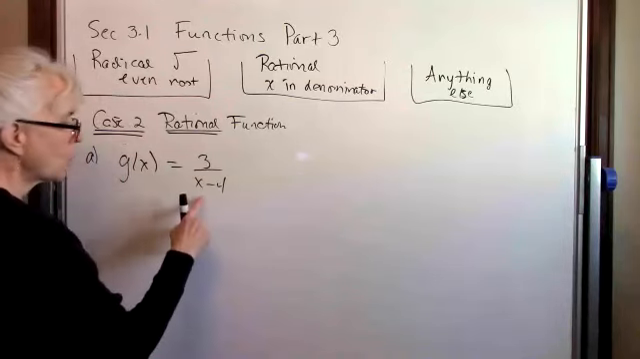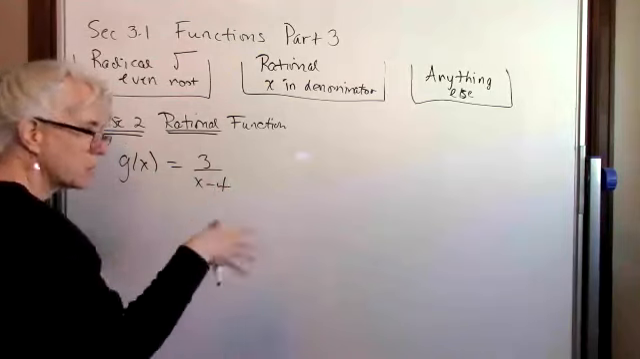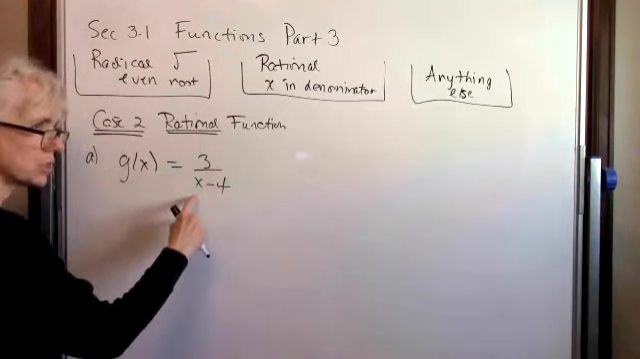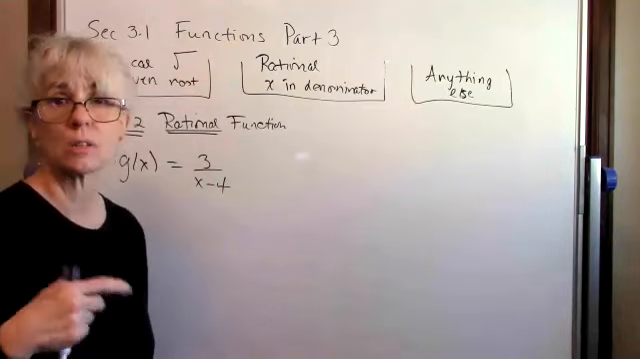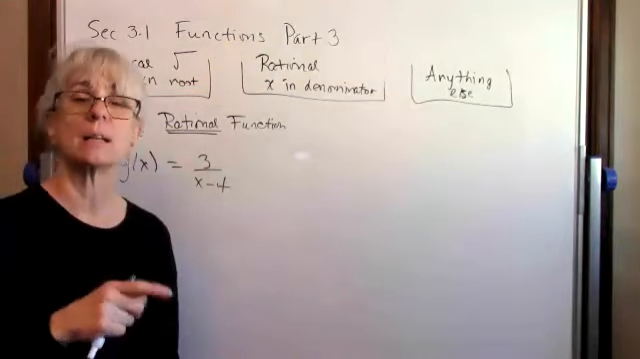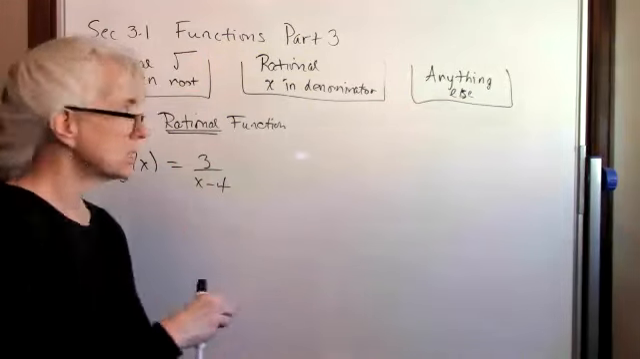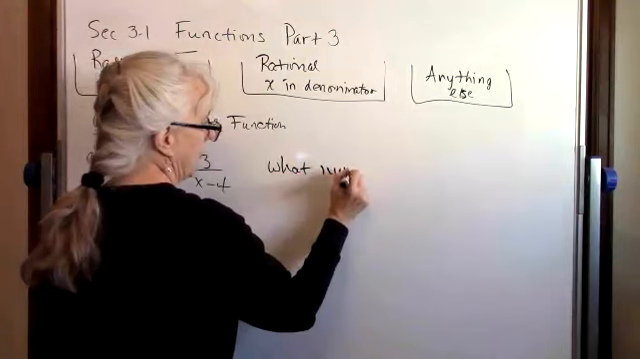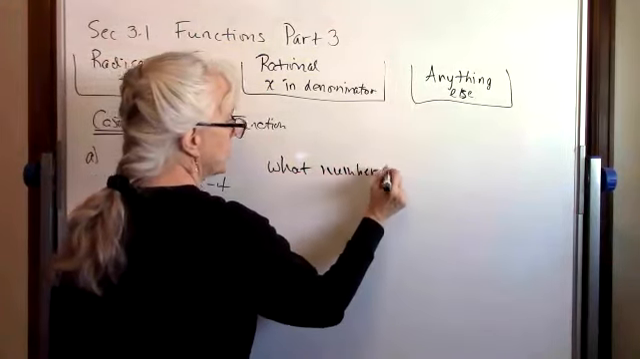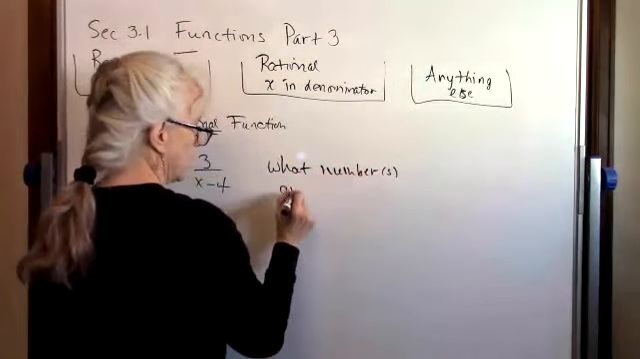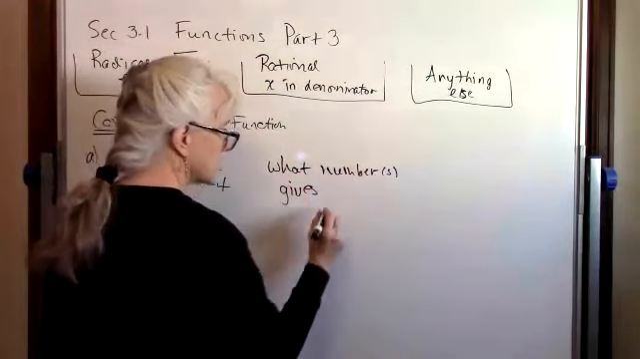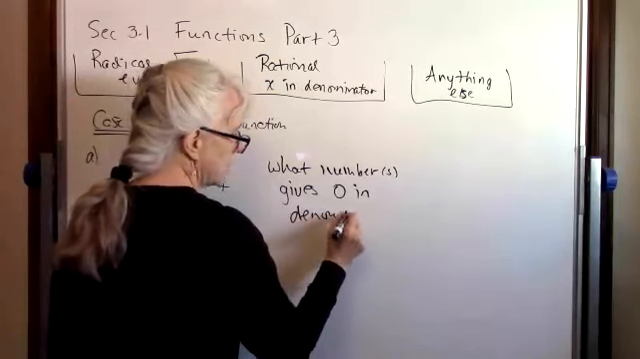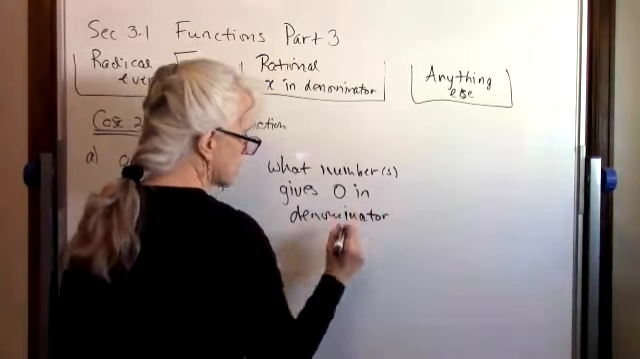Okay, well, what issues would we have with inputs when we have a rational function? So asking about the domain, where do I have issues? Well, I have issues when I have 0 in the denominator. We cannot divide by 0. It is undefined. So the question is what number, and it can be more than one, gives 0 in the denominator. The numerator is not going to impact this. It's the denominator that's impacting things.